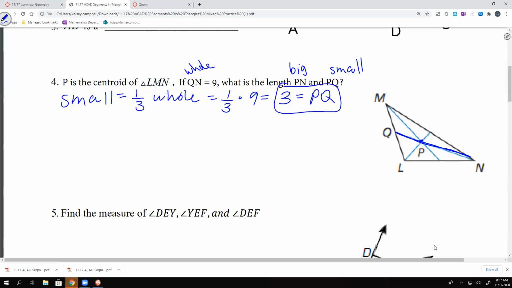Okay, now how about PN? How could we find PN? Right, it's 2/3. It's 2 times the small. So we could do 3 times 2, yes, and that would give us 6. Or we could do 9 times 2/3, which would also give us 6. But think about this too. Guys, what's the whole thing? 9. We know the small piece is 3. So what's 9 minus 3? 6. Yeah, so there's more than one way to do these, okay?